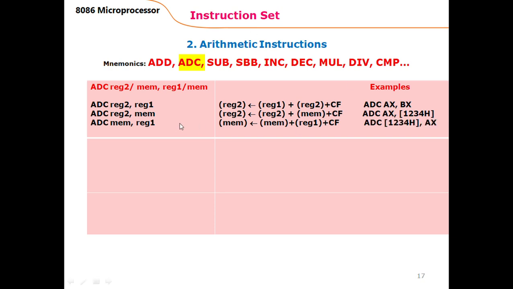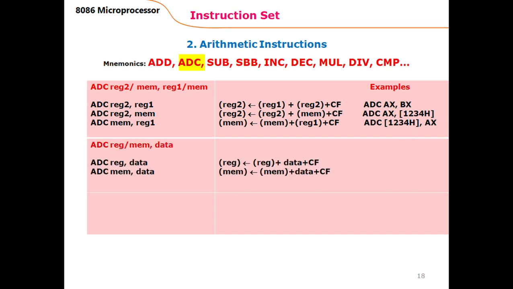The memory can also be the destination of the result, where the carry flag plus the content of a register and the content of a memory location are all added together, and the result is stored back into the same memory location. For example, the 16-bit value in the AX register plus the carry flag value is added with the 16-bit value in this memory location, and the result is stored back into this memory location. And similarly, add with carry can also be used with immediate data, and the destination of the addition can be a register, and it can also be a memory location.